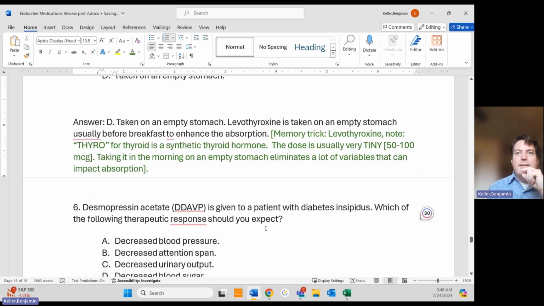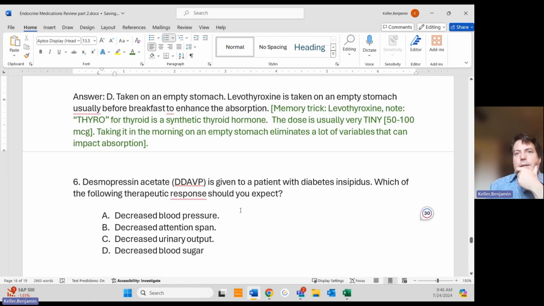All right, desmopressin acetate, or DDAVP, is given to a patient with diabetes insipidus. Which of the following is the therapeutic response that you should expect? So let's take a look here. Decreased blood pressure? Well, let's see. Diabetes insipidus might have something to do with blood pressure. Decreased attention span? Well, that's not really relevant. And decreased urinary output? Well, we know that diabetes insipidus has to do with the amount of urine you're putting out. And decreased blood sugar. Eh, looks like A or B is probably the better one, but let's see.